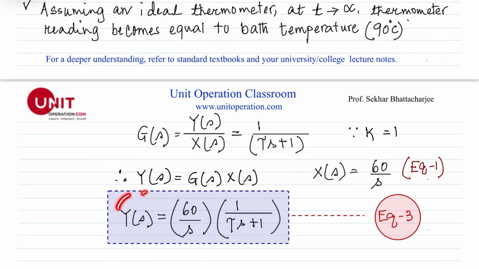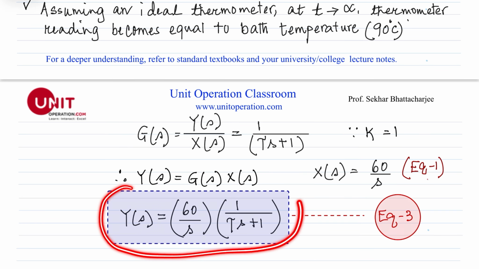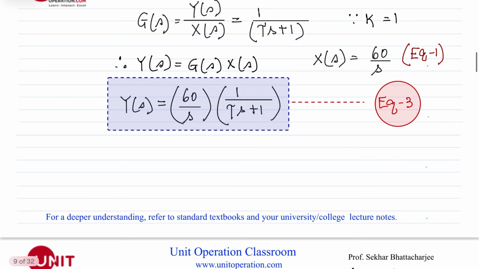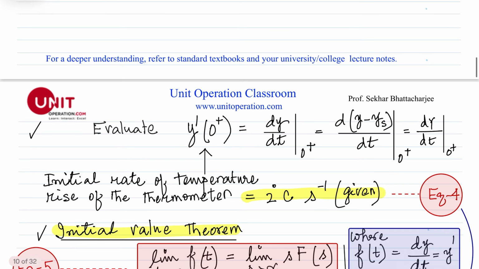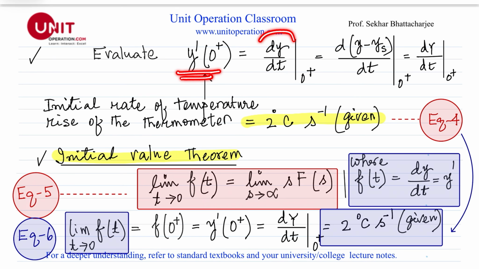So we can say Xs, of course, is equal to 60 over S. We have seen, so Ys is equal to 60 over S times 1 over tau s plus 1. Now we have to find out the value of tau. To find out the value of tau, we have to use the information which is given: the initial slope or the initial rate of temperature rise is 2 degrees Celsius inverse. Okay, this is a little tricky. Let's see. So we have to find out the initial rate of temperature rise.